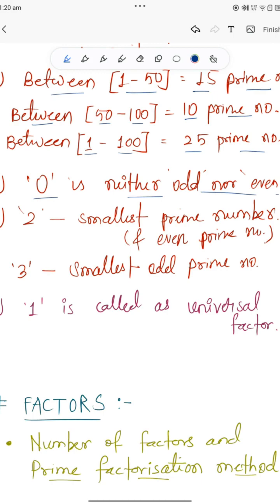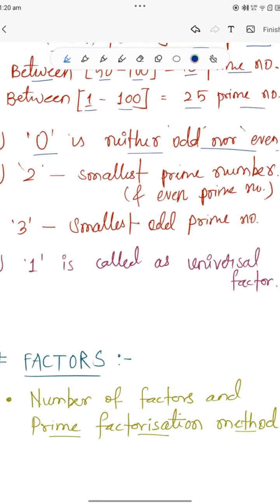So this usually comes in exams, and you will be asked what zero is: odd, even, not odd, only even, neither odd nor even. So you have to remember this. The fourth is 2 is the smallest prime number and even prime number, and 3 is the smallest odd prime number. Now your task is to find the smallest odd composite number and smallest even composite number.